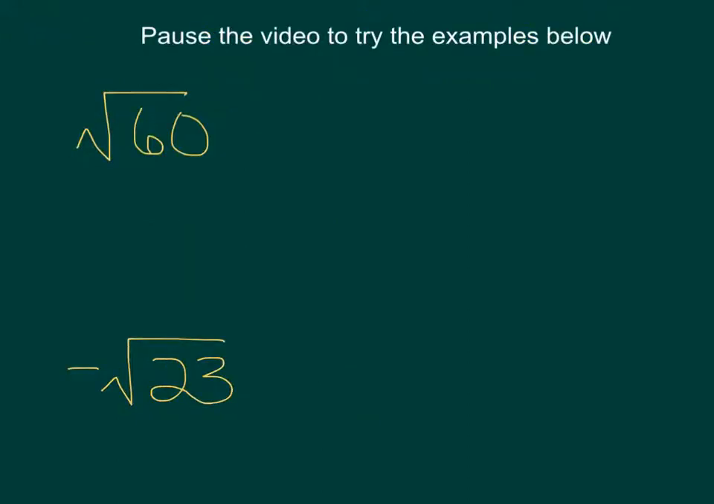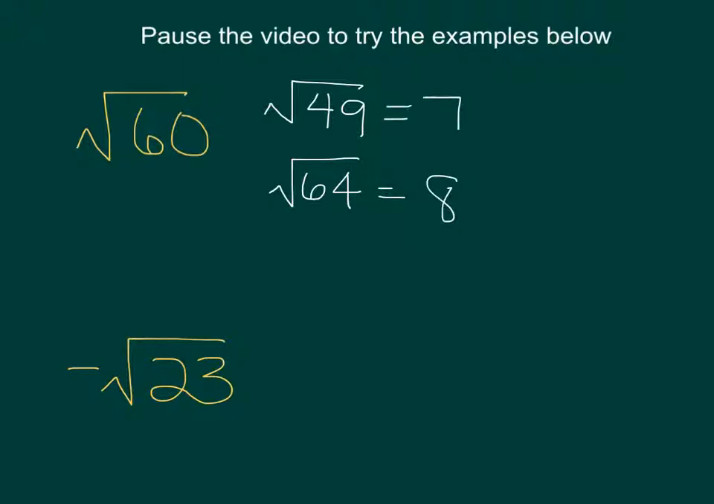Pause the video to try a few examples below. For the first example, you have the square root of 60. So you want to find the two square roots that are closest to this before and after. So it would be the square root of 49 and the square root of 64. Square root of 49 is 7. Square root of 64 is 8. 64 is closer to 60, so you would say that the square root here is approximately 8.